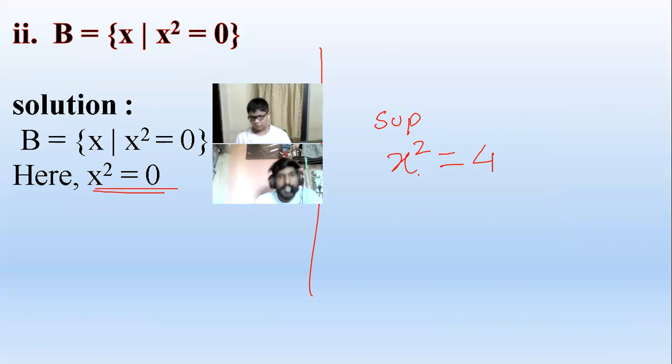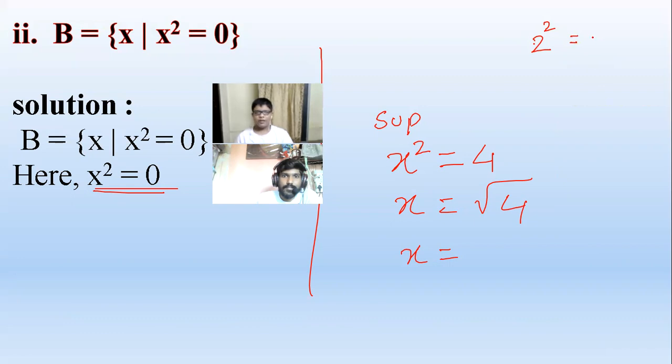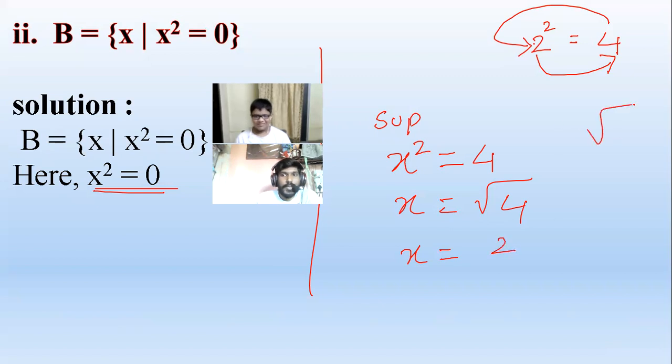So we'll find the square root of 4. Yes, correct. What is the square of 2? 4. The square of 2 is 4, so the square root of 4 will be 2. Understood this? Now, square root of 4? 2. Square root of 9 will be? 3. Square root of 16 will be? 4. Correct. So in this, the value of x is 2.